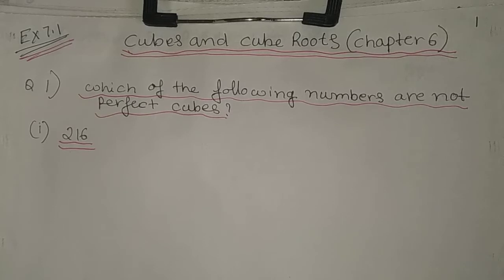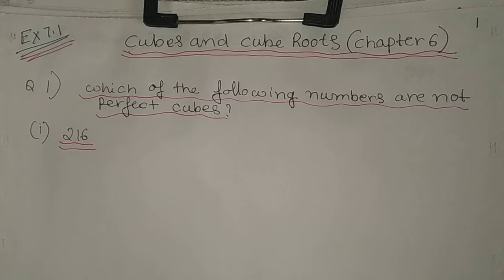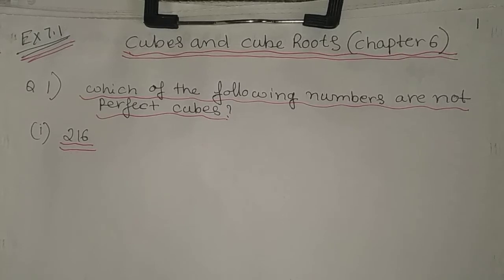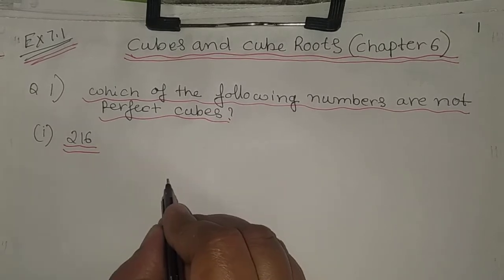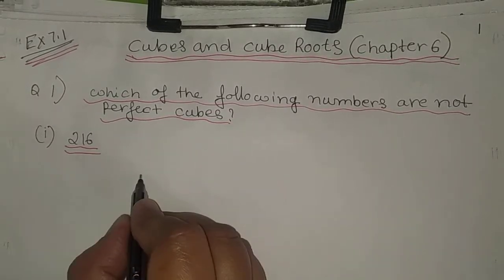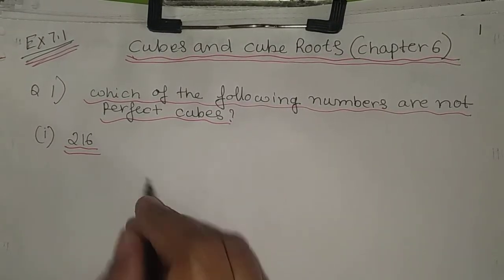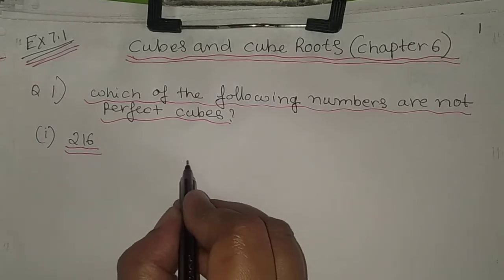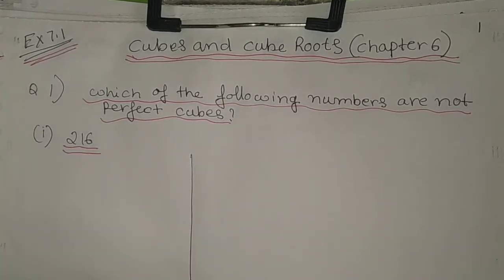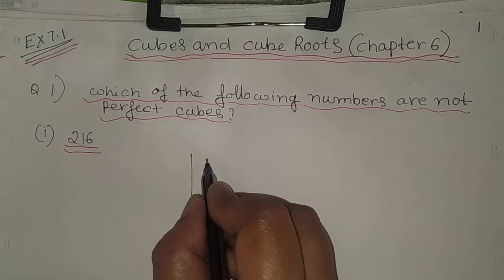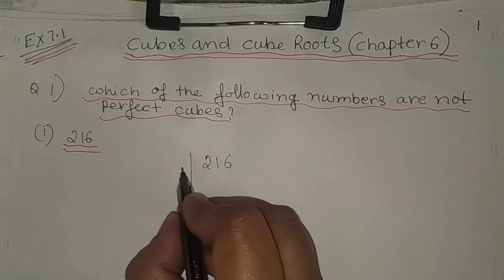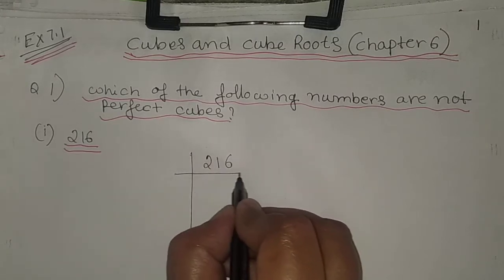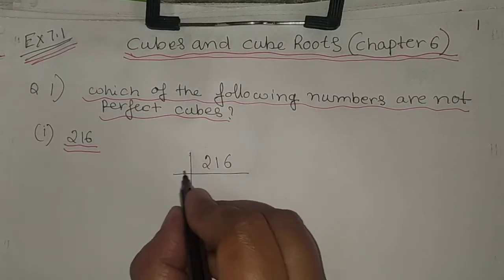Here the first question is, we have to find out whether the given number is a perfect cube or not. For this, we start the problem. The problem given is a 3-digit number. So we'll try to solve this one. We have to factorize by the prime factorization method. We have studied all this in the previous chapter, square and square root. This we just write.